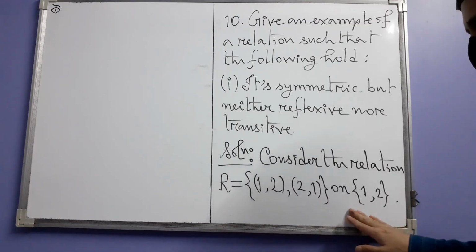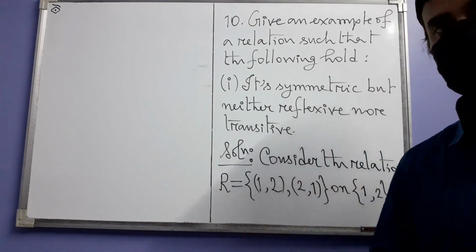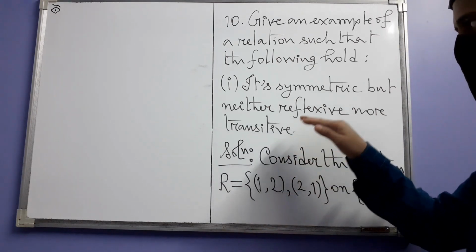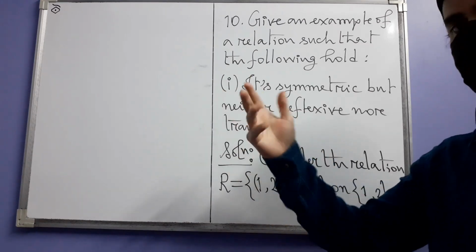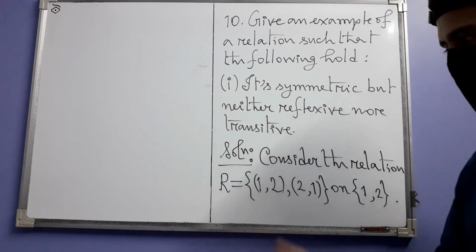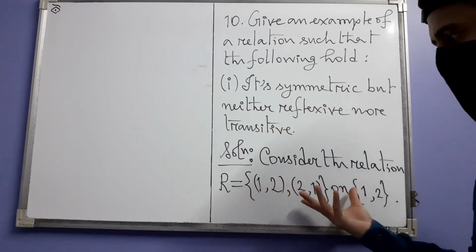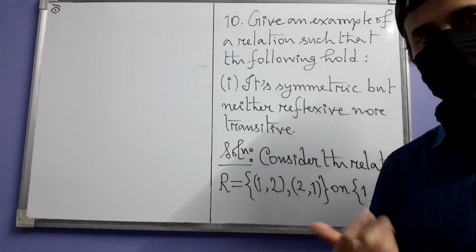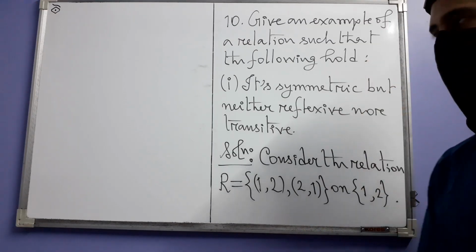Actually, the solution doesn't end here. You have to write these extra things. You have to justify why this relation is symmetric but neither reflexive nor transitive. That part I am leaving to you. So in the subsequent parts also, I will just give the example and the explanation is left to you. So let us next see part 2.